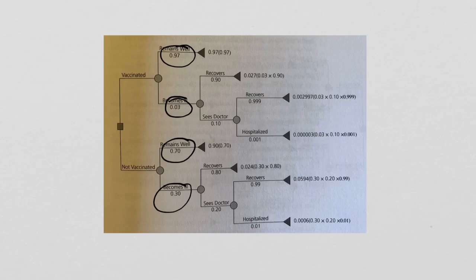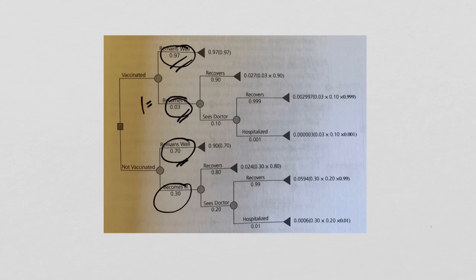Because the summation of the probabilities of the chance node has to equal 1, you can infer that if you know that you have a 30% chance of getting ill, then 1 minus 30% is equal to 70%. Therefore, you have a 70% chance of getting well if not vaccinated. So all these probabilities have to equal 1.